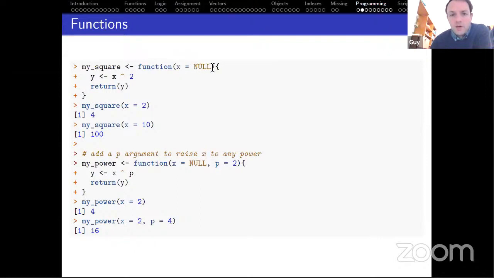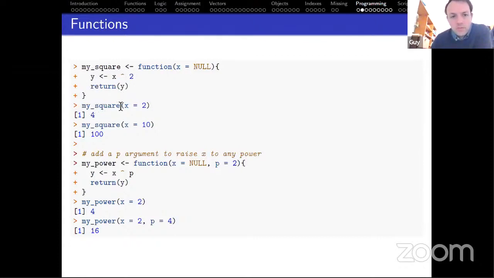And it's going to have a NULL input by default, which means it doesn't know what x is by default, right? Within that function, whatever the value of x is, it's going to be squared, and then I'm going to save it as y, and then I'm going to return the value y once it's run that line of code. Okay. So once I run this bit of code creating the function, I can use it, right?